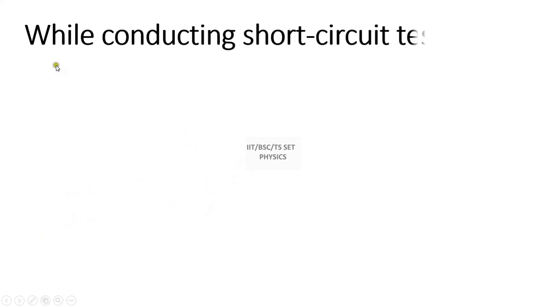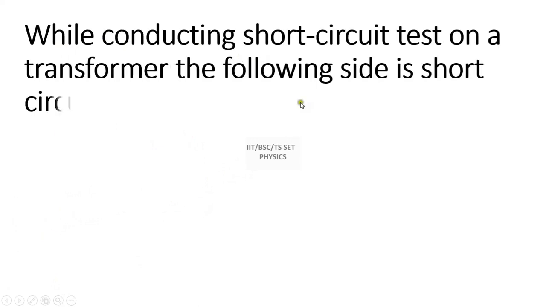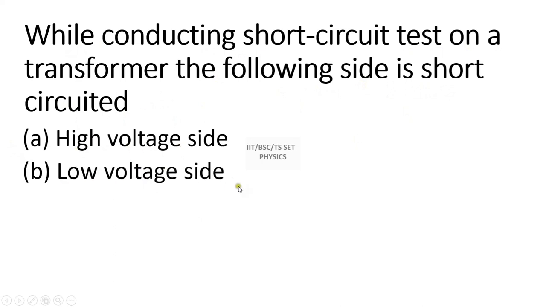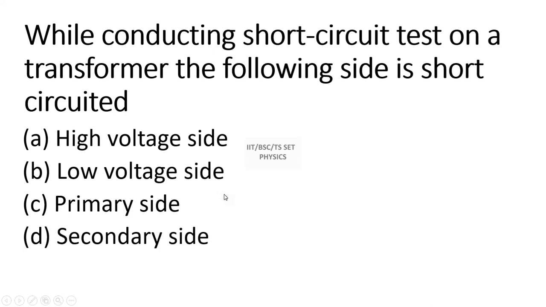Next question. While conducting the short circuit test on a transformer, the following side is short circuited. A. High voltage side, B. Low voltage side, C. Primary side, D. Secondary side. Answer B, low voltage side.